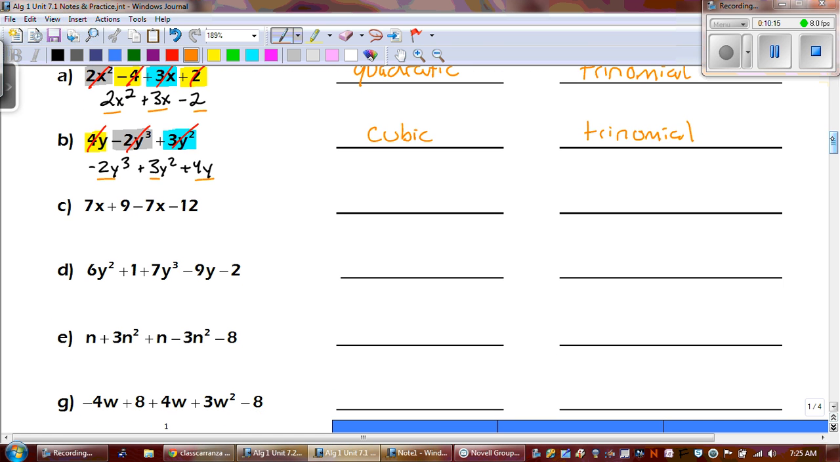All right, let's look at C. First thing we're going to do is combine the highest like terms, 7x minus 7x. Well, positive 7 plus negative 7, those cancel out. So now the next thing we look at is the 9 minus 12. And 9 minus 12 is negative 3. Okay, so there's no variable with it. If it has no variable and it's just a number, that means it's constant. And there's only one term there, so it's a constant monomial.